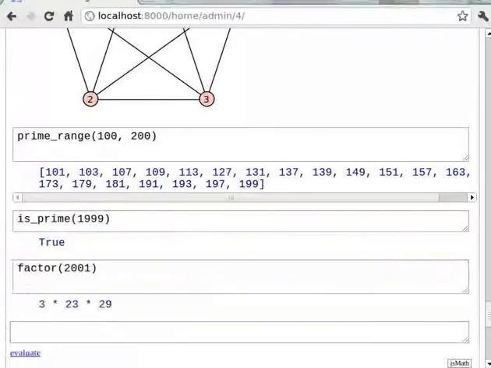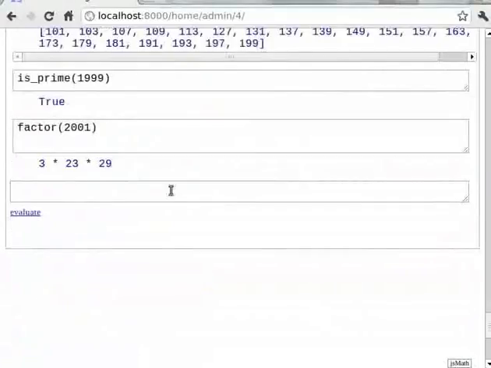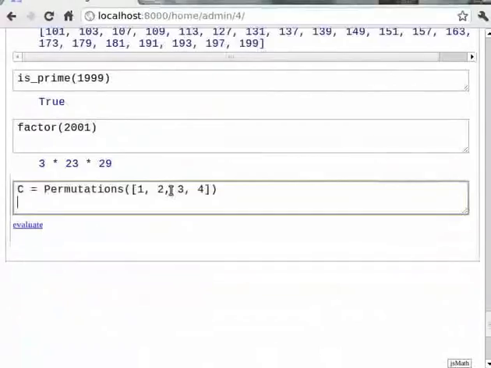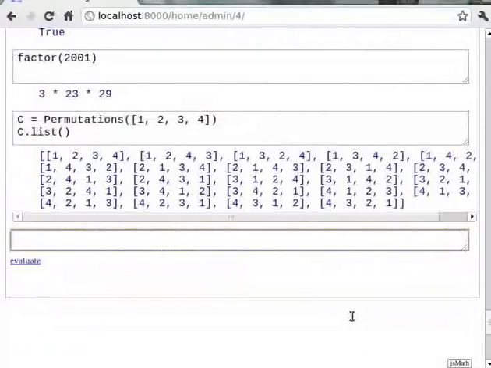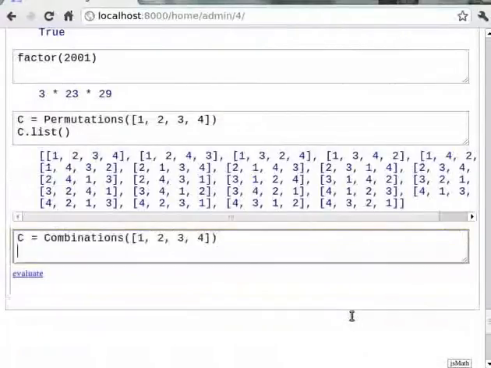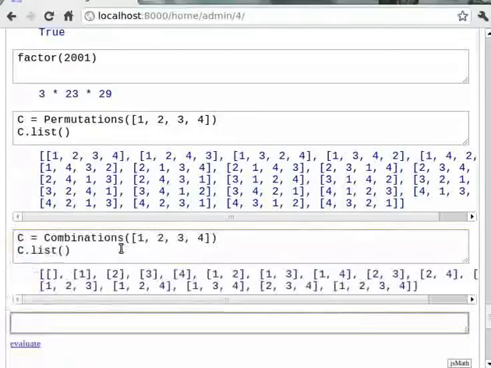The permutations function gives the permutations of 1, 2, 3, 4. So for that you can type C = Permutations([1, 2, 3, 4]), and next you can type C.list(). And the combinations function gives all the combinations of 1, 2, 3, 4. For that you have to type C = Combinations([1, 2, 3, 4]), and type C.list(). So now you can see the solution on the screen.